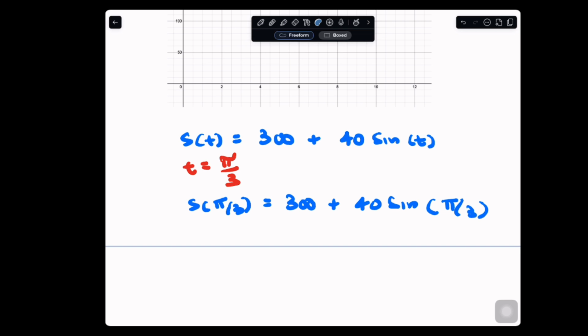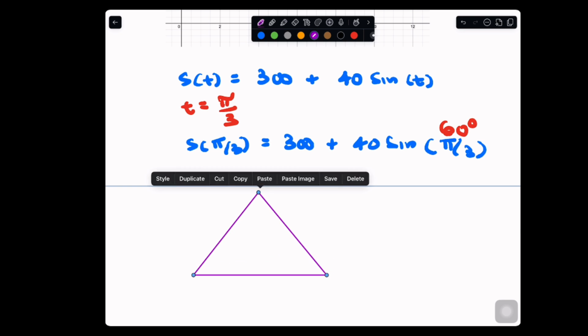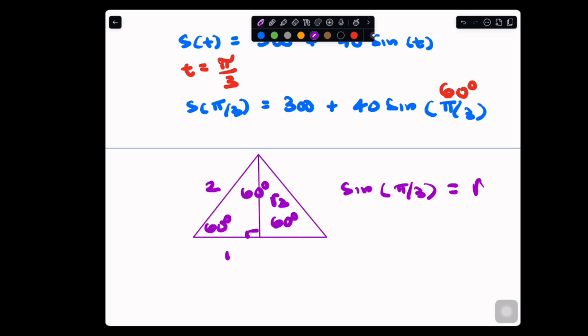Anybody happen to know what sine pi over 3 is? That's 60 degrees. So, Mr. Judge, why are you doing all the detail? Because we're learning, we're reviewing. Special triangle: 2, 1, square root of 3. What is sine of that 60 degrees, which is pi over 3? Isn't that the square root of 3 over 2? So this here is square root of 3 over 2.